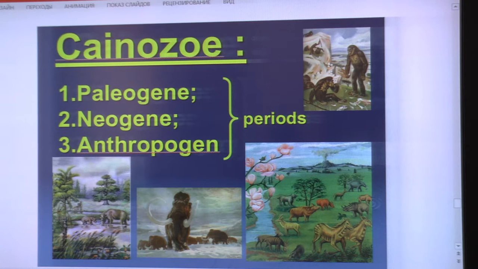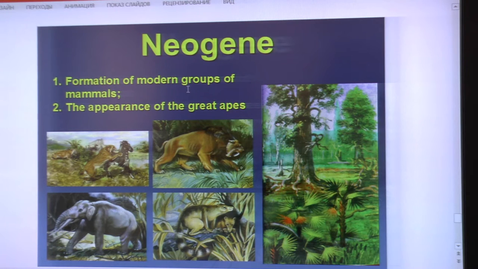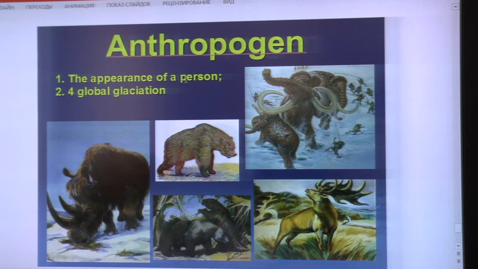And the new life era, which includes the Paleogene, Neogene, and Anthropogene periods. What happened in the Paleogene period? The emergence of the modern groups of mammals and a variety of angiosperms. In the Neogene, we have the formation of modern groups of mammals and the appearance of great apes. And the last period of the Cenozoic era is the Anthropogene, with the appearance of humans and the four global glaciations.